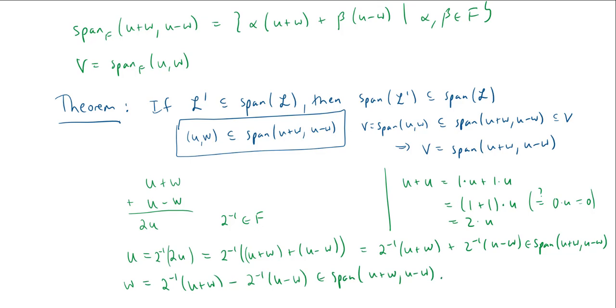And there we go. We've shown that both u and w are in the span. That implies that the span of u, w is in the span, but that means that V is going to have to equal that span. And there we go.